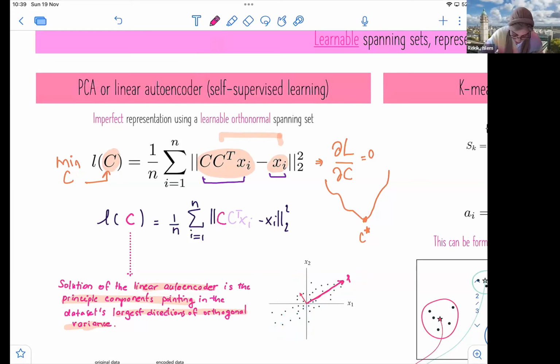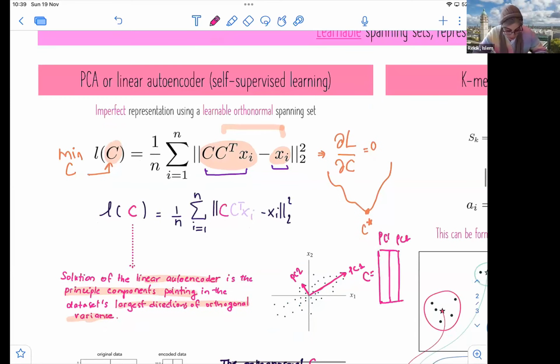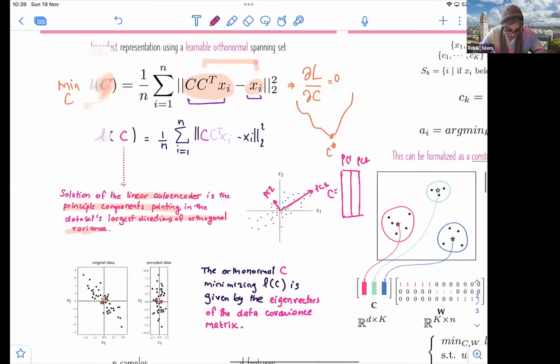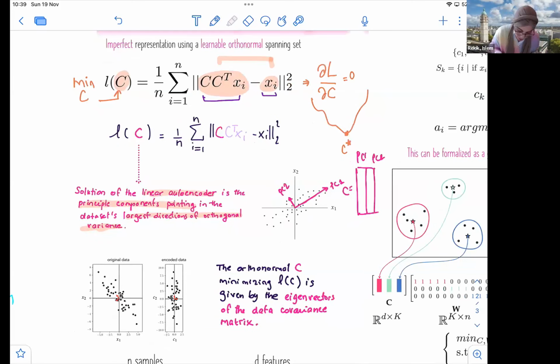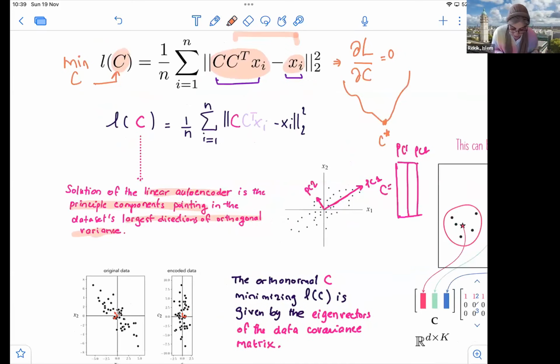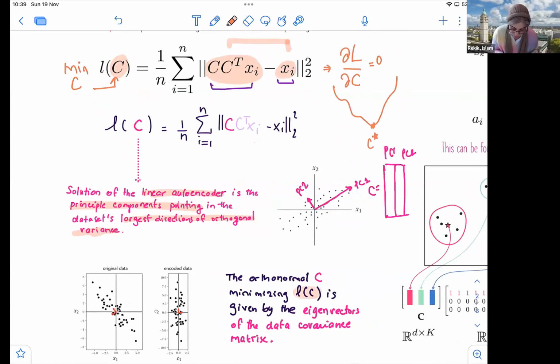So we're going to have PC1 here. That's the first spanning vector, for example, of my C matrix. And if I have only 2 PCs, I'm going to have PC1 and PC2, and this will be my C matrix, okay? So this is what we would discover. Additionally, C is orthonormal, which means the C that minimizes L, the loss function, is orthonormal, and it is given by the eigenvectors of the data covariance matrix. And this is what we discover through the whole optimization process, step by step.